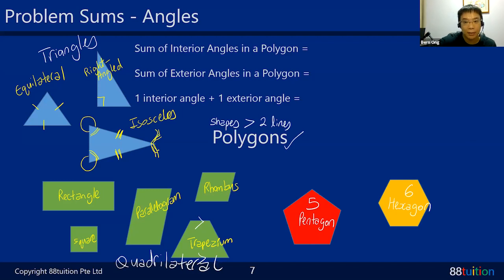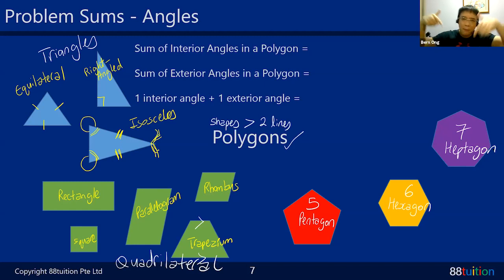All right, seven-sided, what is this? It's like very happening, 7. We call this heptagon. That's how I remember lah. Every time, happening. This is so embarrassing. It's called heptagon, okay.